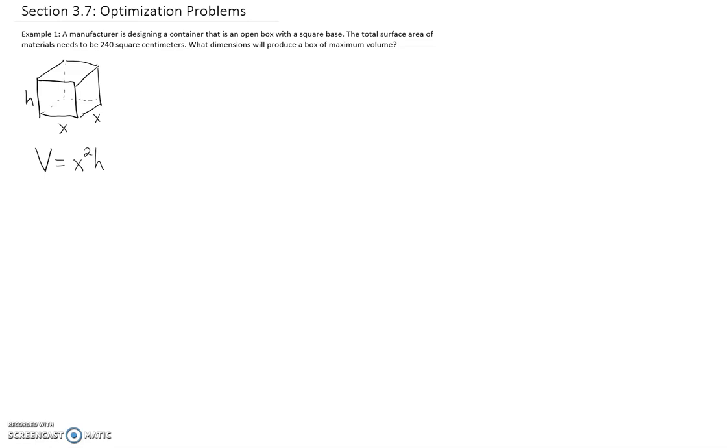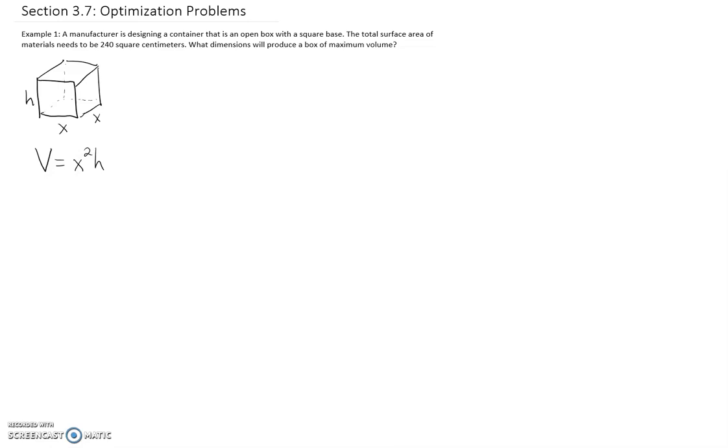So we always need to have the formula of the thing that we are maximizing. Now, sometimes we're going to have something called a constraint, which restricts the choices we have for what our variables are allowed to be. In this case, our constraint is that the total surface area needs to be 240 square centimeters. If we had as much material as we wanted, we could create a gigantic box with gigantic volume, but we are restricted to only 240 square centimeters.